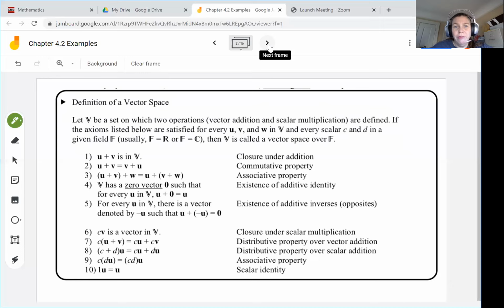So if the axioms are satisfied for u, v, and w in our set V and scalars c and d in usually either the real numbers or the complex numbers, depending on how we've defined it, then V is called a vector space over field F. So F can be the real numbers, which is what we'll deal with most often. It could be the complex numbers, or we'll see there are some other possible fields.